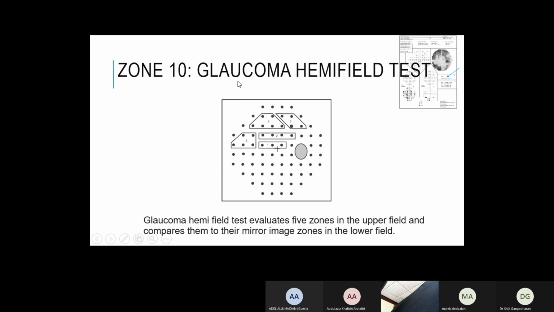The last one is the glaucoma hemifield test. It evaluates 5 zones in the upper field and compares them to their mirror image zones in the lower field. So we take the numbers patients scored in these 5 fields and compare them to the lower fields. Usually there is a 1 to 2 decibel difference, the superior part being lower. This is normal, but more than that, the machine will flag it as abnormal.